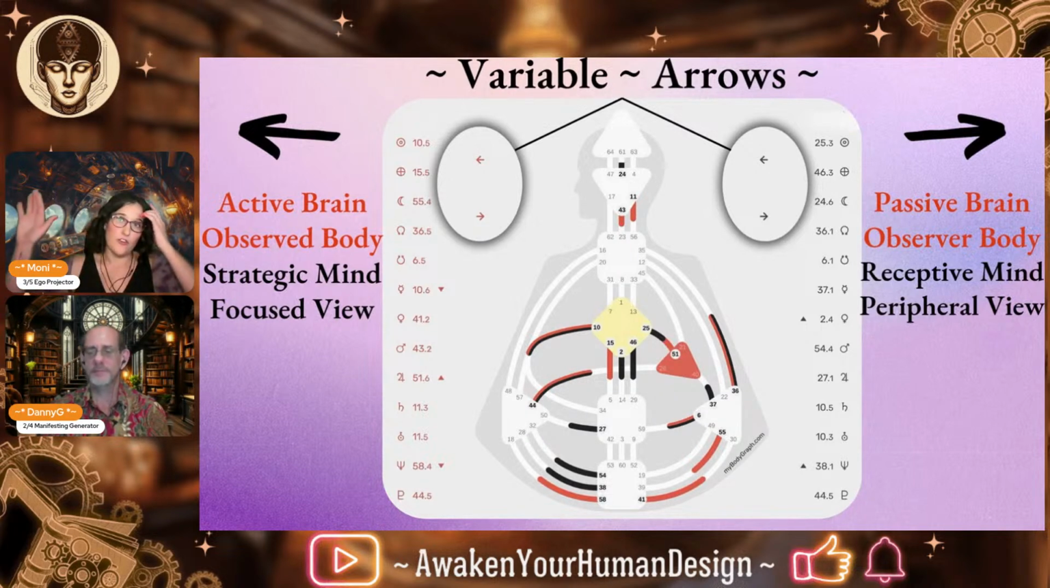Then if you flip over to the black side, the personality side, that top arrow, if it's facing right, it's a receptive mind. As opposed to strategic, it's receptive and it's taking it in and just receiving by being. And then the bottom right arrow, if that's facing right, then it's a peripheral and a wide view.